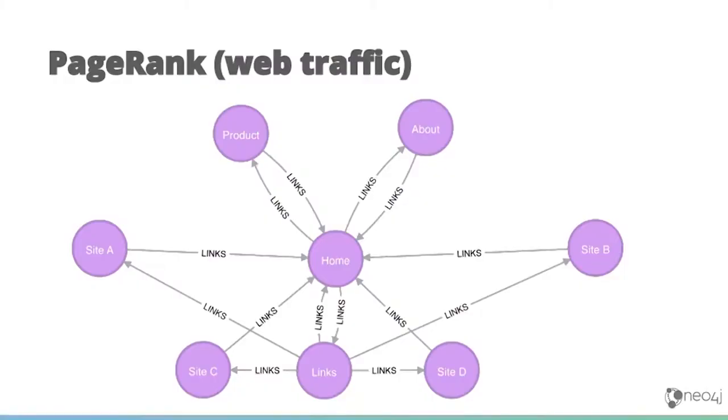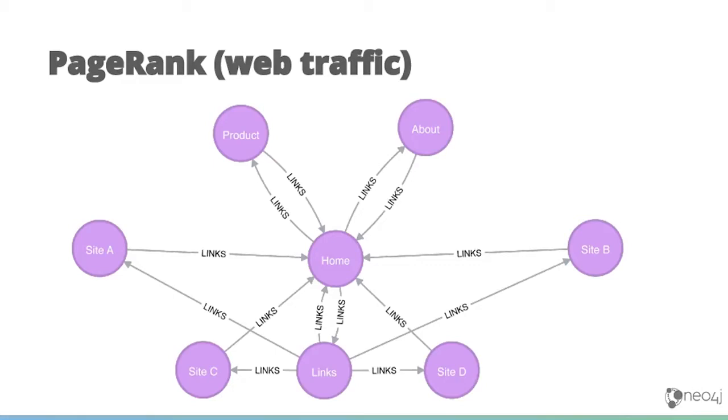PageRank, here's a very simple graph of what a web layout might be for a site. We have our home page, a product page, an about page, and a page of links. If that is our company's website or our personal website, and then we have various other sites that we link to, we can see what the PageRank result is.